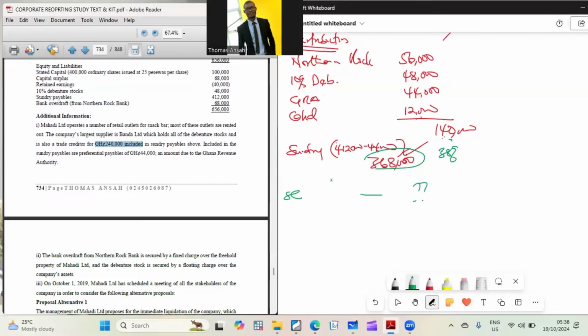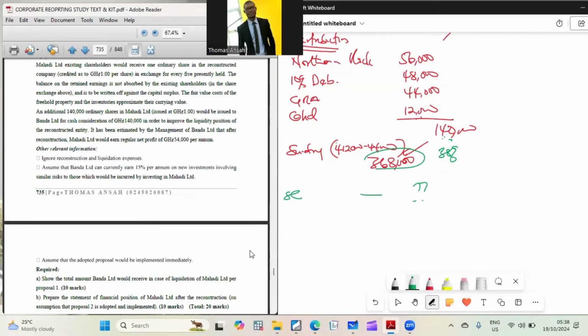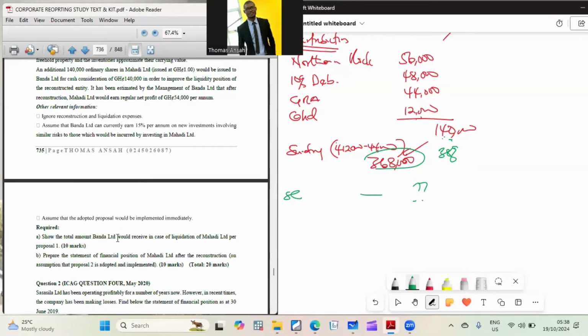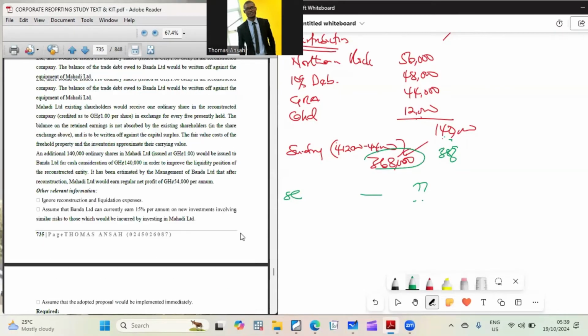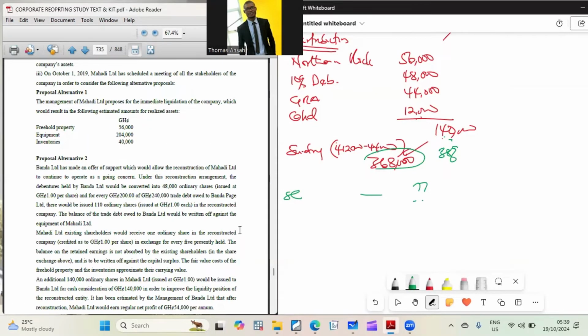Because you need to do the analysis. That is why the question said: how much Mahadi do the liquidation, the total amount Banda would receive in case of liquidation. So do that. How much will he receive? If we are left with 140,000, he can only get 140 out of his 240. That's the only thing he can get.